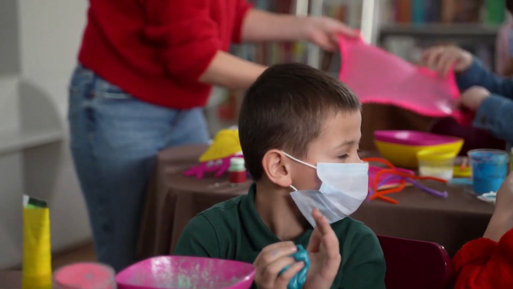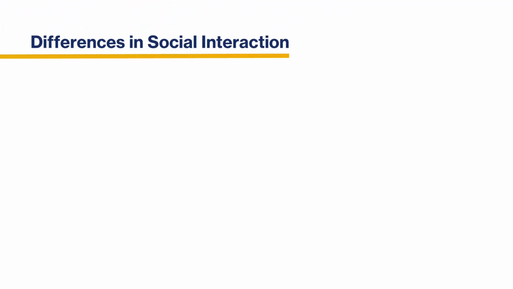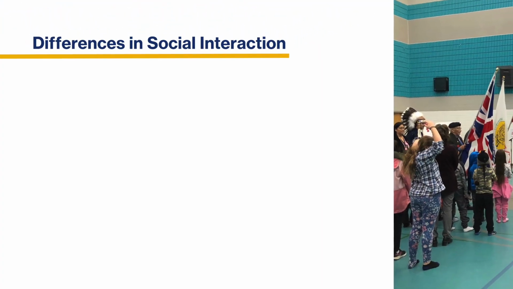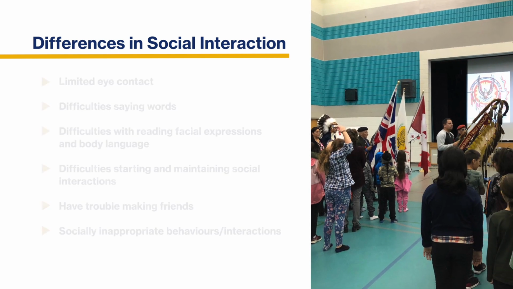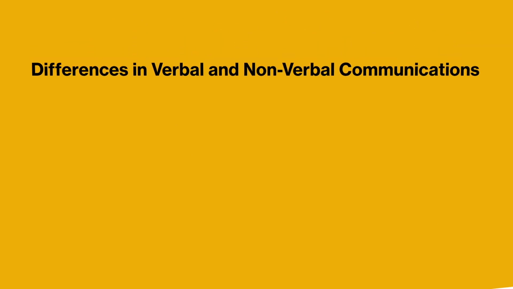People with autism have unique strengths that are coupled with some common characteristics, such as differences in social interaction. People with autism show social and communication differences from an early age that may include limited eye contact, difficulty saying words, difficulty with reading facial expressions and body language, difficulty starting and maintaining social interactions, trouble making friends, and socially inappropriate behaviors or interactions.